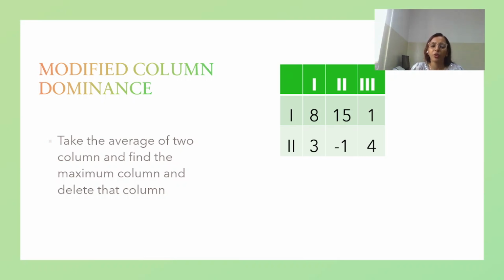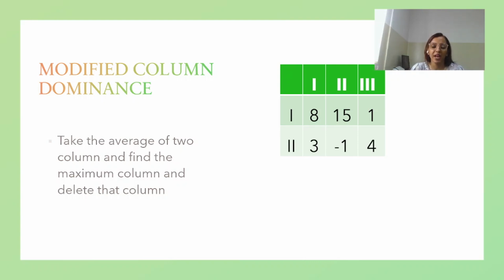But first step, we always follow the concept. First of all, we have to check whether we can easily get the maximum column as compared to others. Once we are not able to find the maximum column as compared to others, only then will we apply this concept of modified column dominance rule.